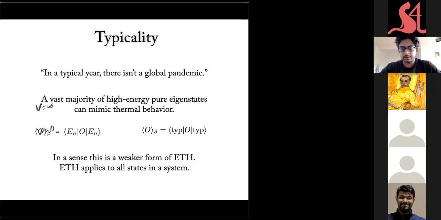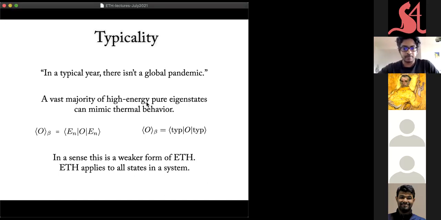So finally, I come to this notion of typicality. This is just empiricism. In a typical year, there isn't a global pandemic. So 2020 and 2021 are not typical years, they are special years. Carrying this idea to thermalization of systems, for typical states, an overwhelming vast majority of states, the high energy pure eigenstates, almost all of them mimic thermal behavior.